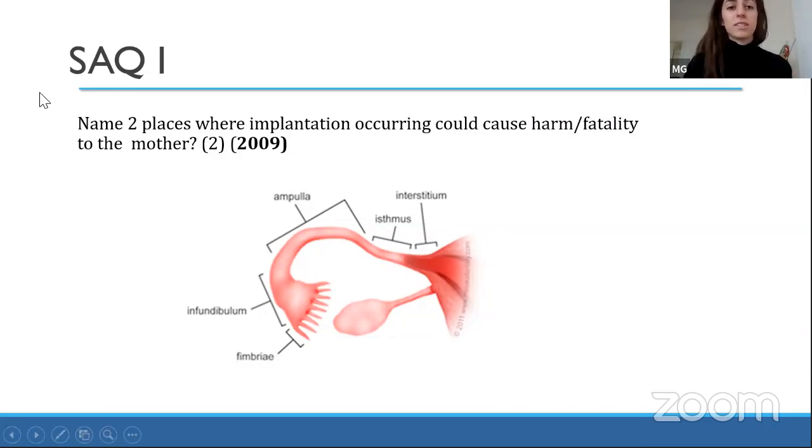If you want to message in the chat, but message me privately the answer to this short question. Message me privately so the other people can't see the answer. Name two places where implantation occurring could cause harm to the mother, if you guys know this.